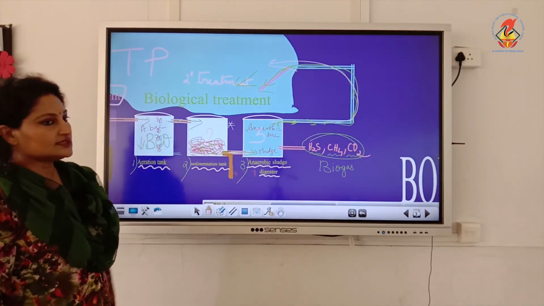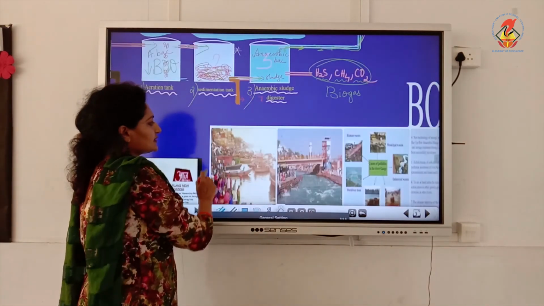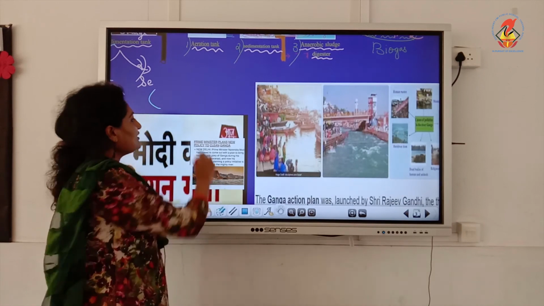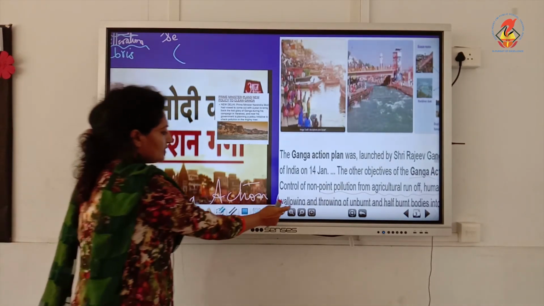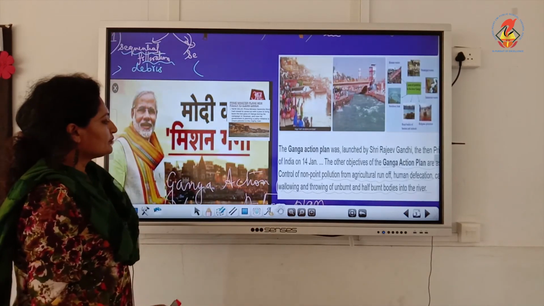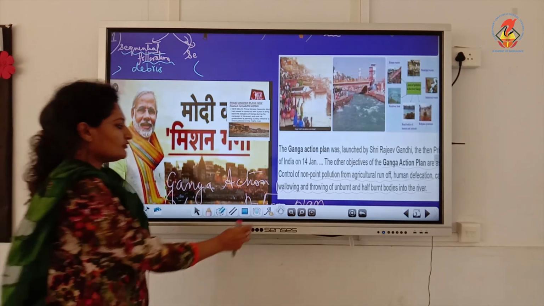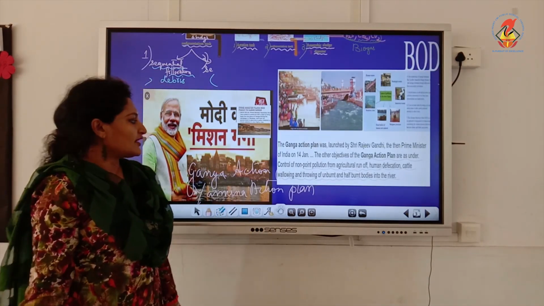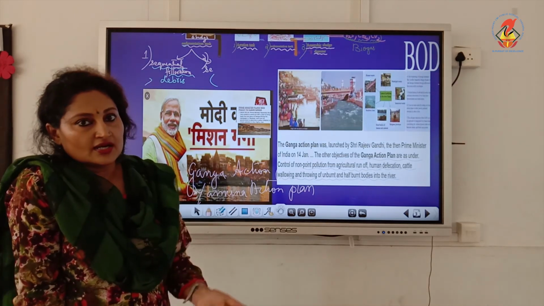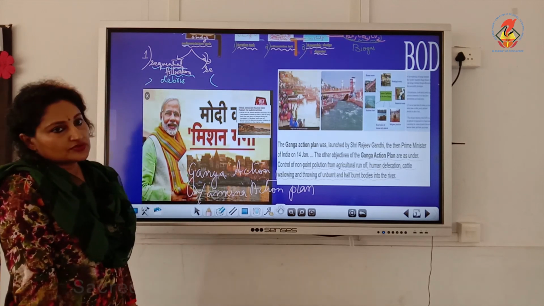So now it is made less polluted, and I told you the two action plans, the Ganga Action Plan and the Yamuna Action Plan, were initiated by the Ministry of Forest and Environment to bring down the pollution levels of both the Ganga and the Yamuna, mainly from agricultural runoff, human defecation, cattle wallowing, then from the dumping of dead bodies or ashes into the river.